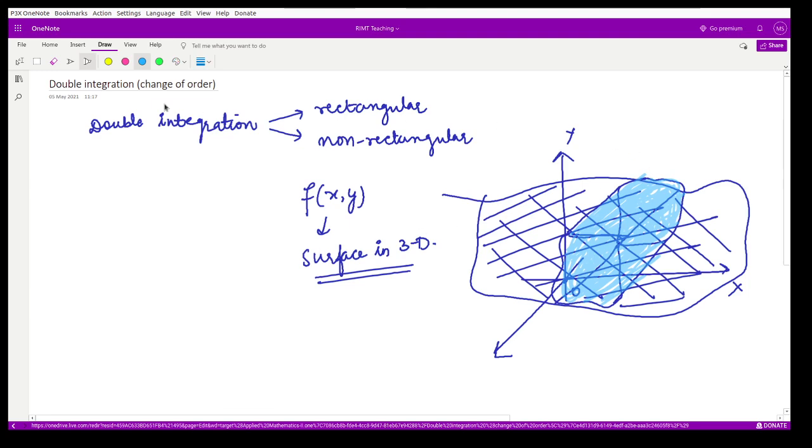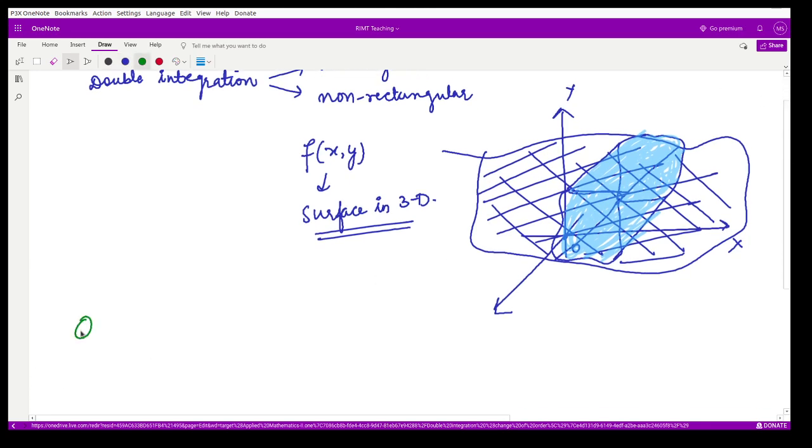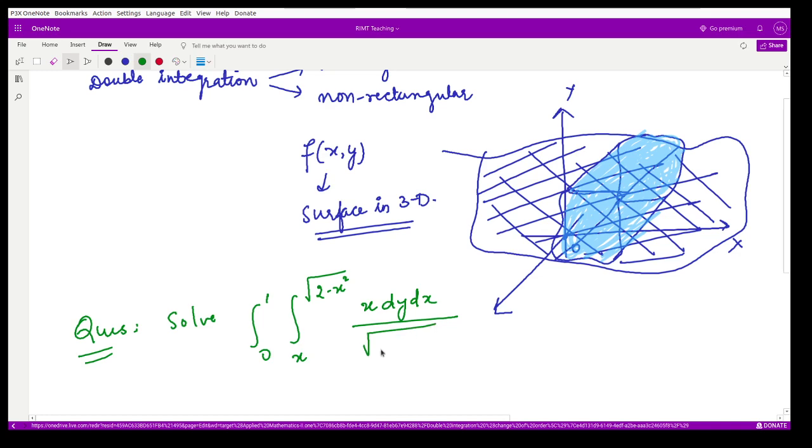Here let us try and solve one question. The question is: solve the integration from 0 to 1, integration from x to square root of 2 minus x square, x dy dx divided by square root of x square plus y square, right? So this is the integration that you are given to solve.